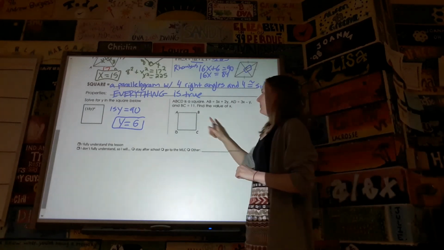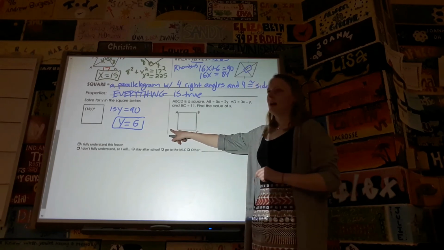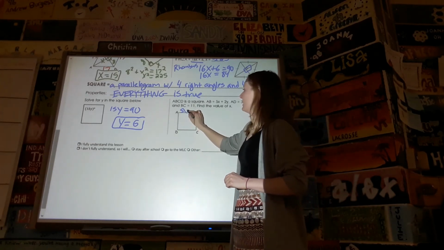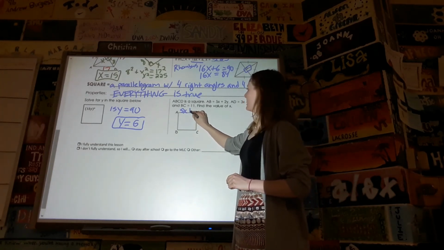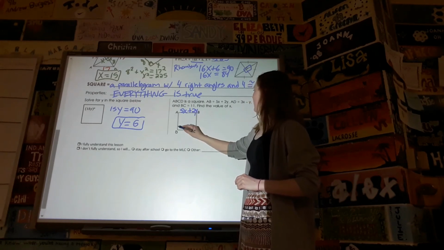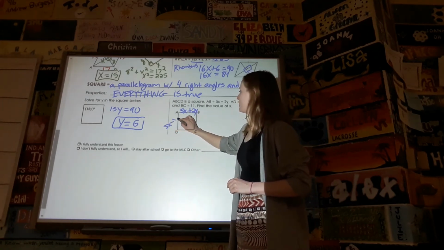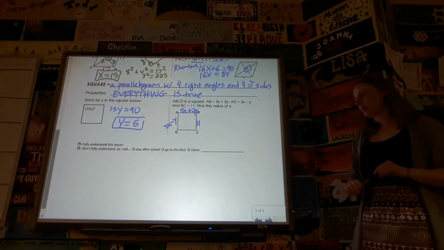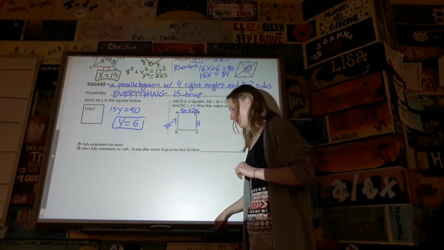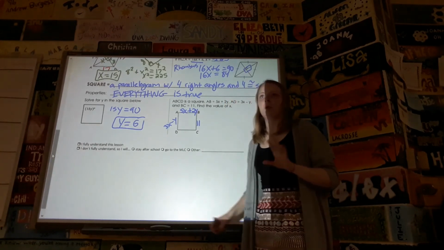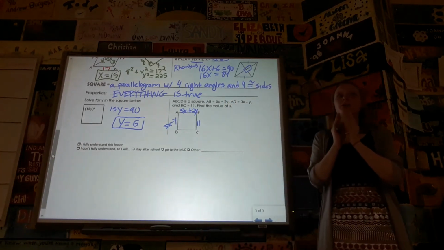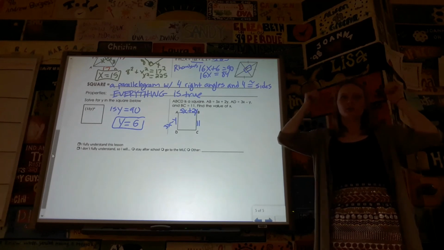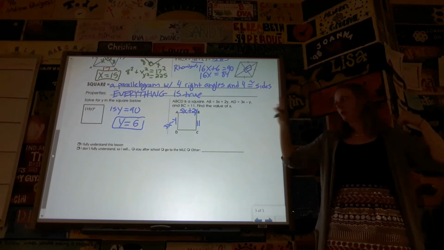Here's our last one. ABCD is a square. AB is equal to 5x plus 2y. AD is 3x minus y, and BC is 11. What should you notice about what's going to happen with this question? Just by looking at the picture, I told you guys last class, a light bulb should go off in your head by the way that the label is.